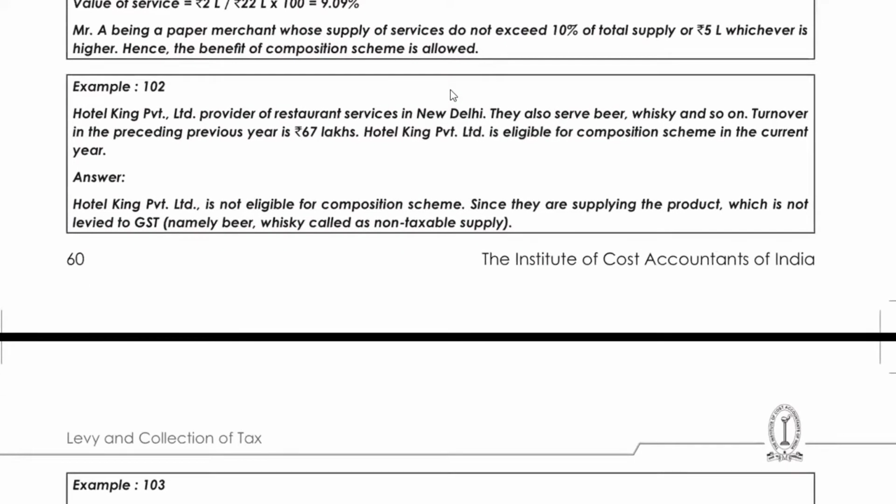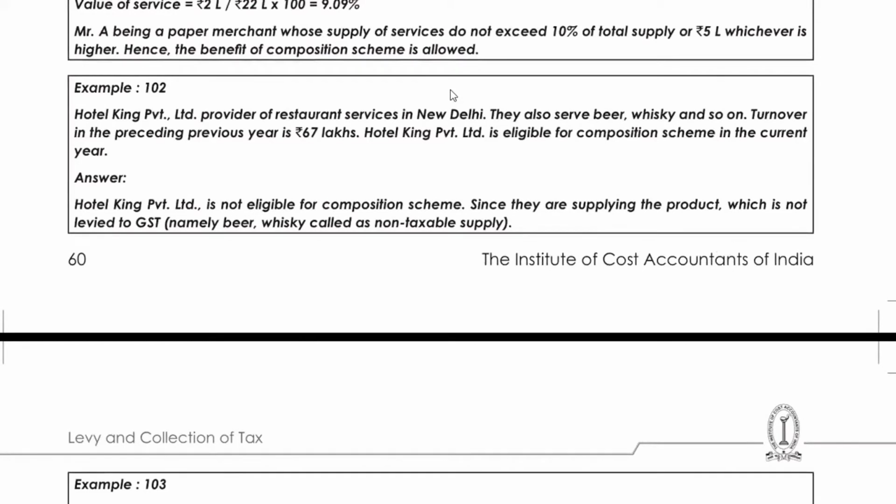Hotel King Private Limited is a provider of restaurant service in New Delhi. They also serve beer, whiskey, and so on. Shall I read ahead? If the question is of eligibility for composition scheme, no need, because beer and whiskey are there. So the condition of non-taxable supplies is not fulfilled.